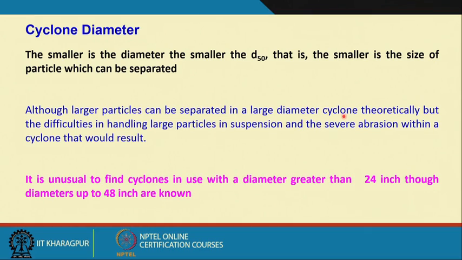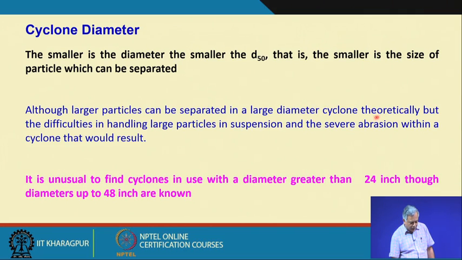Although larger particles can theoretically be separated in a large diameter cyclone, there are difficulties in handling large particles in suspension and the severe abrasion within a cyclone that would result. We have discussed that particles normally coarser than 200 micrometer we try to separate based on screening using industrial screens, or sometimes we may use hydraulic classifiers like that.